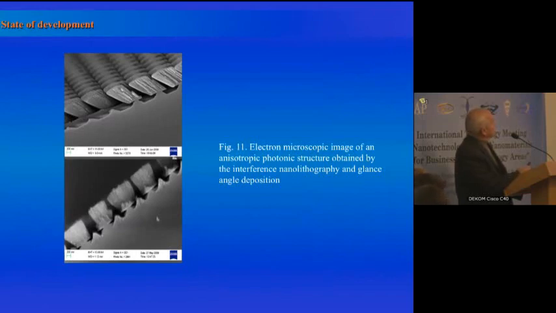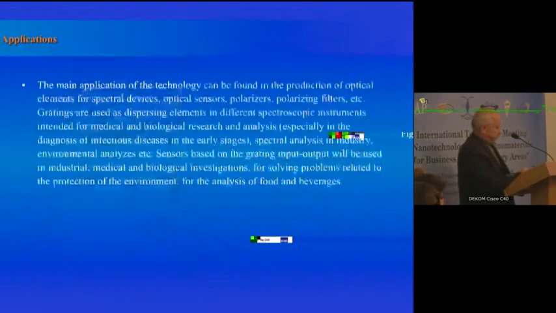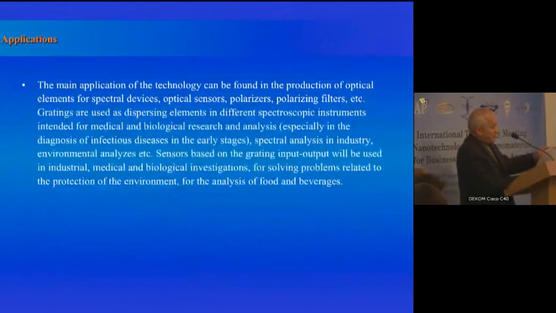And using this glancing angle deposition, we obtain this structure on a template produced with interference nanolithography. So there were some examples of the structures that can be obtained with this technology of nanolithography, and now some of the practical applications.